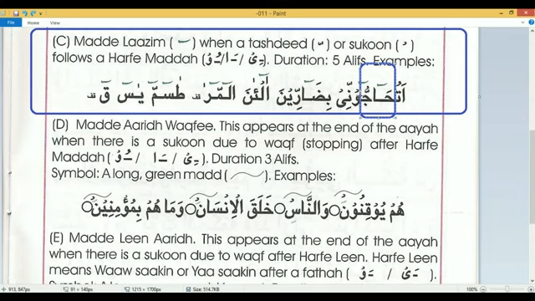And now here we have to stretch it the length of 5 alifs or 5 standing harakat. So it's going to be atuhajjuni.